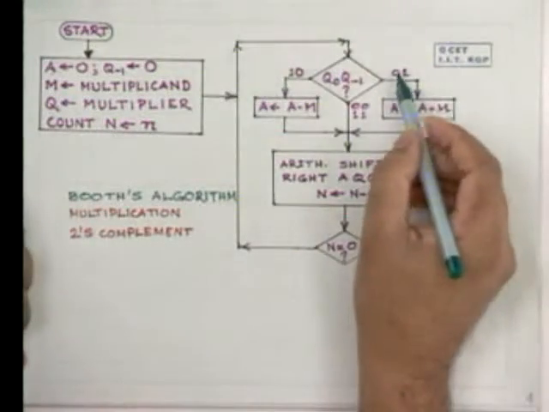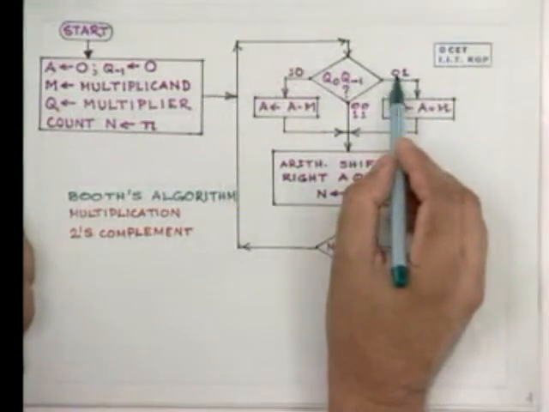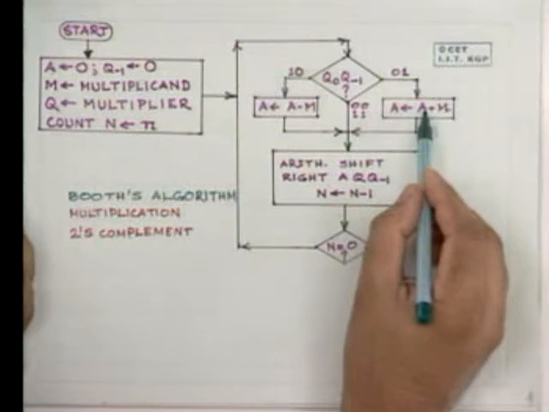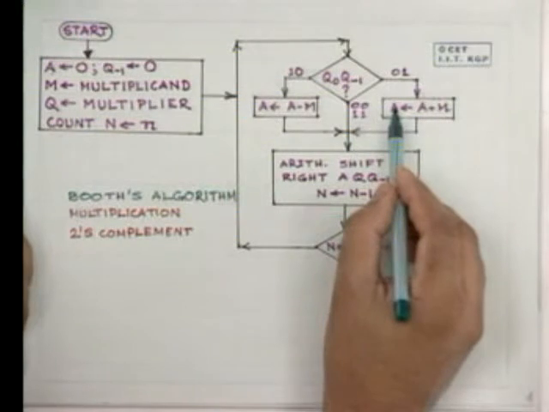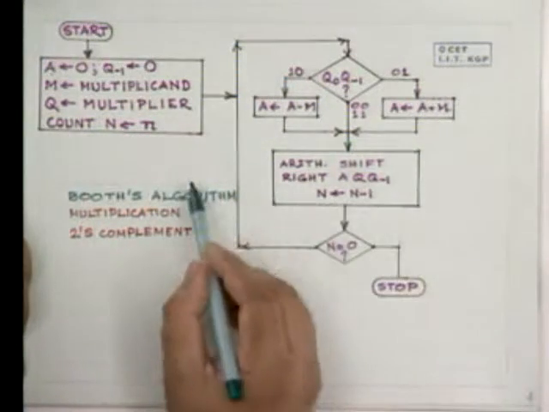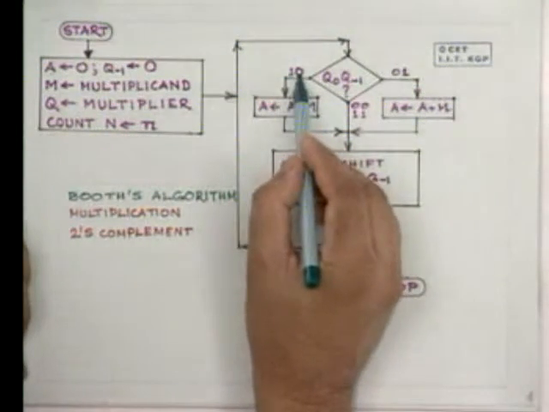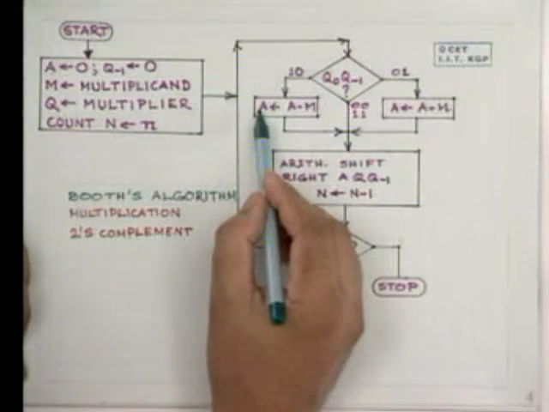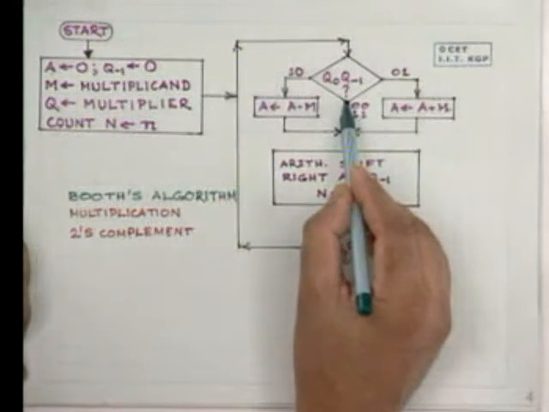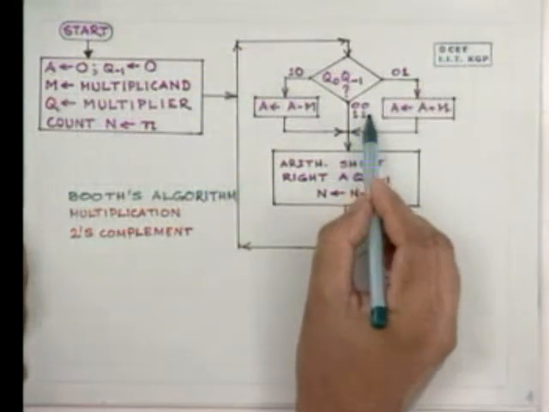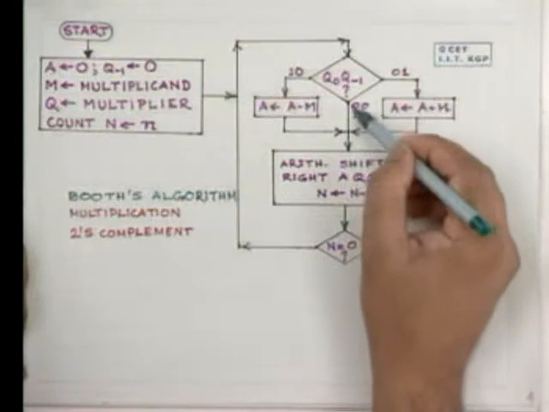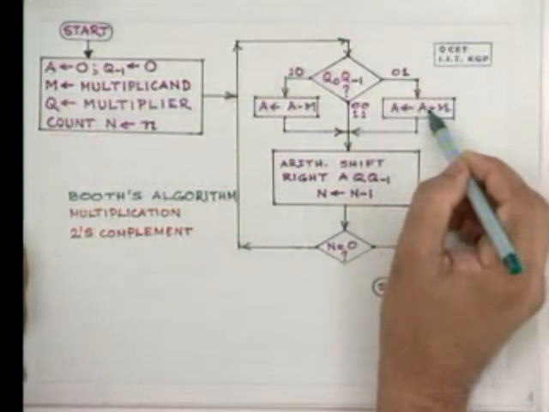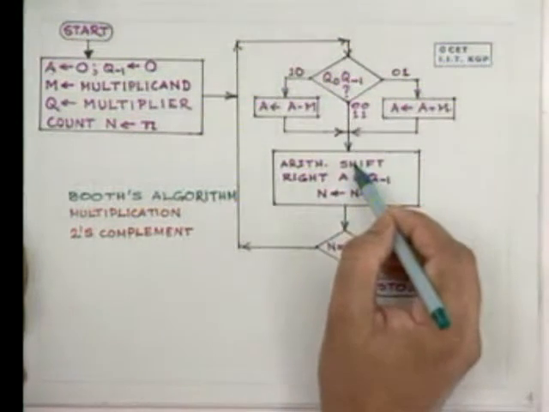If we find that these 2 bits are 0 1, then we add M to A and put the result into A. If we find that these 2 bits are 1 0, then M is subtracted from A and the result is put into A. And if you find that these 2 bits are either 0 0 or 1 1, then we do neither addition nor subtraction. We come straight over to here.